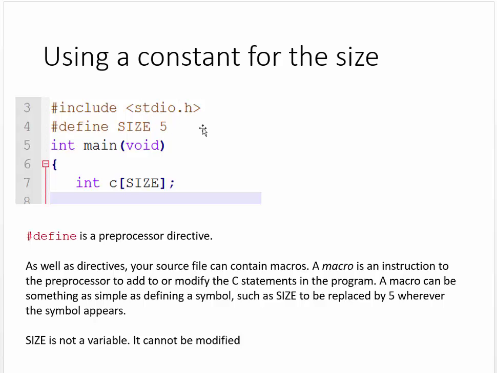I like to define pi outside the main body of the program because it's useful there. So here I use the constant that I defined. I declare an array called C, and instead of putting a number there, I put size.